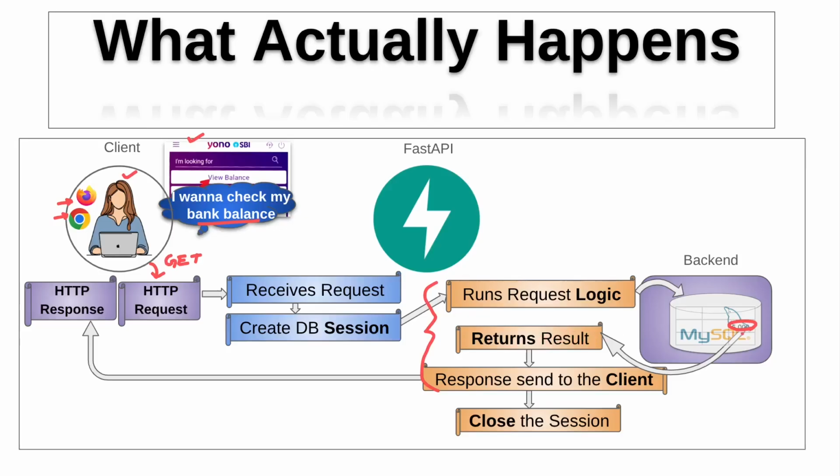If any error or any exception occurred, then this exception will be returned as the result, like server error or server busy. Then this result or response will be sent to the client, as an HTTP response. After that, FastAPI will close the session.